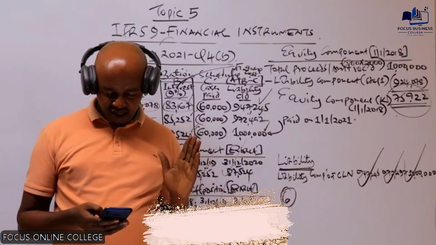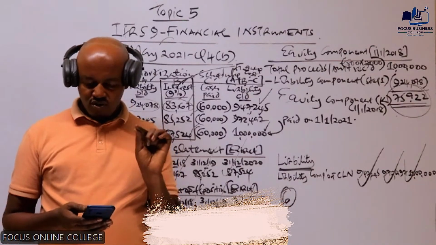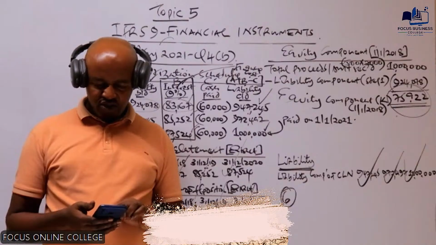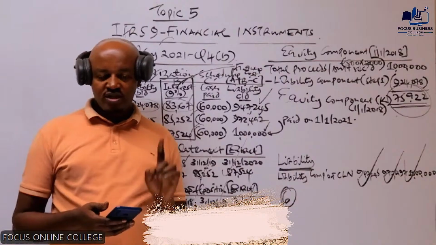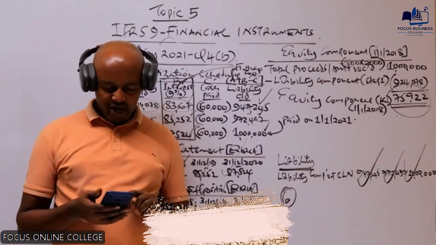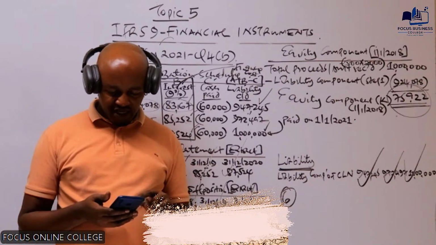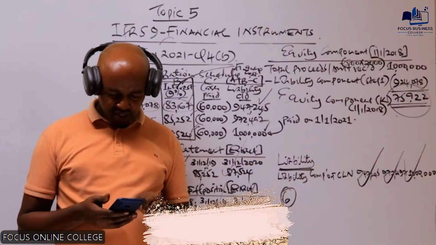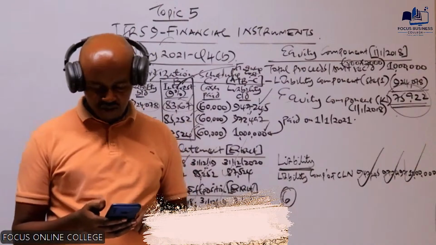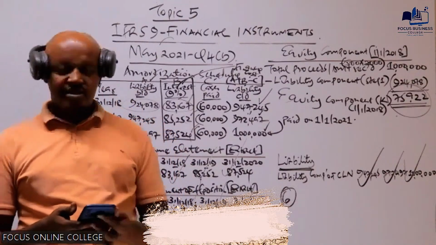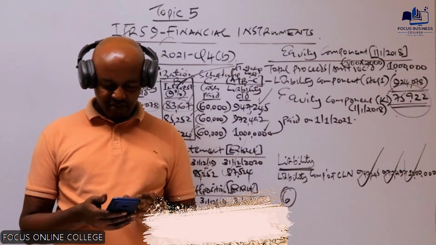But what is important as far as this is concerned is that anytime you see the word convertible, you need to remember very fast that that is a compound financial instrument. If it is a compound financial instrument, you must split the equity component and the liability component, and then from there you amortize the liability component, while the equity component remains the same.